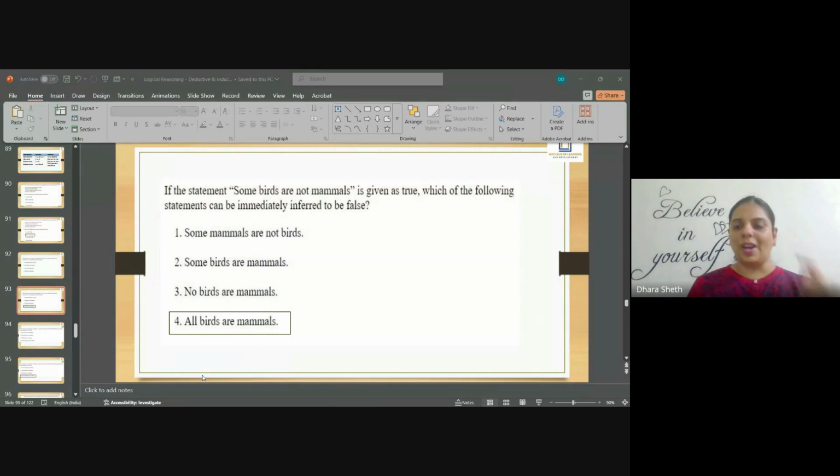This is how you have to think while you are solving these logical reasoning questions. Clear with this? We will solve only questions based on this and end the session. The 3 concepts of conversion, obversion, and contraposition, we will take tomorrow.